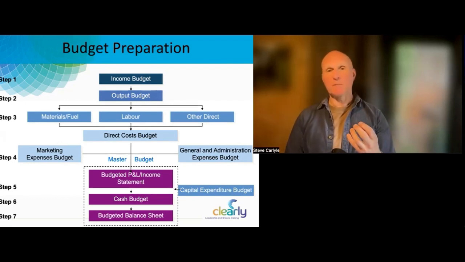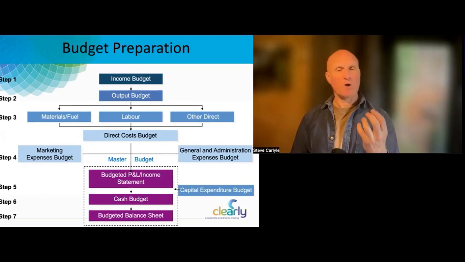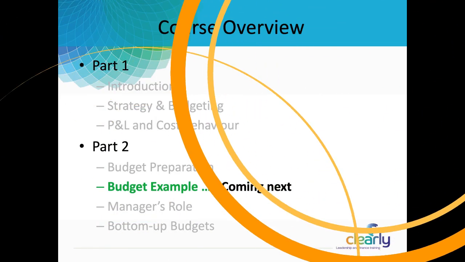That's the step-by-step approach that you'd take in an ideal world. I want to go and have a look at an example now of an actual budget, an actual profit and loss account budget, which is the one you're more likely to see as a manager. So let's do it.